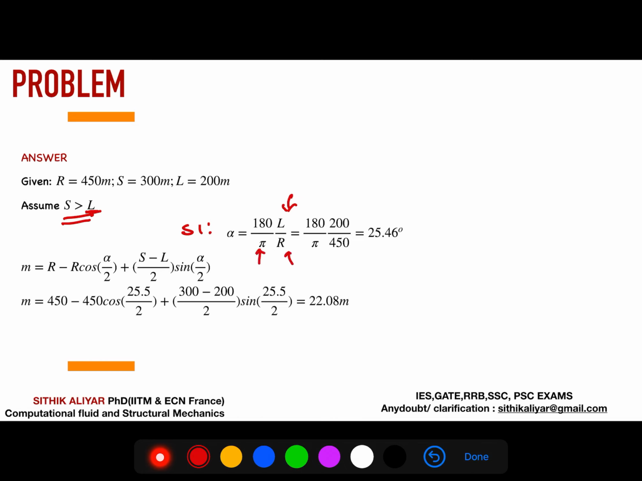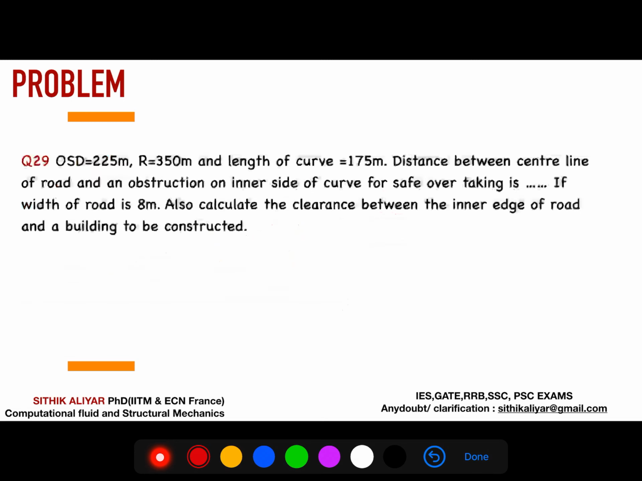Alpha is L by R. You substitute everything here, you will get 25.46 degree. And we know the formula m equal to r minus r cos alpha by 2 plus s minus L divided by 2 into sin alpha by 2. I hope you remember how we got this formula. Everything is known. We know r, we know alpha, s, L. You just substitute everything, you do the algebra properly, you will get 22.08 meter. You can pause the video and do the algebra yourself. Okay, so this is quite simple.